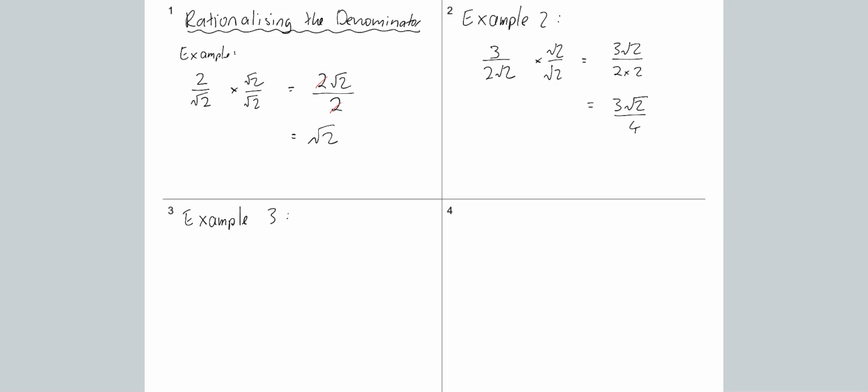Example 3. 2 on root 2 plus root 3. Now the problem with this, what do you think I should do? You won't get it, he says challengingly. But what do you think I should do to rationalise the denominator? We'll try a few different scenarios. Go, Raph. Raph had that look on his face which was challenge accepted.